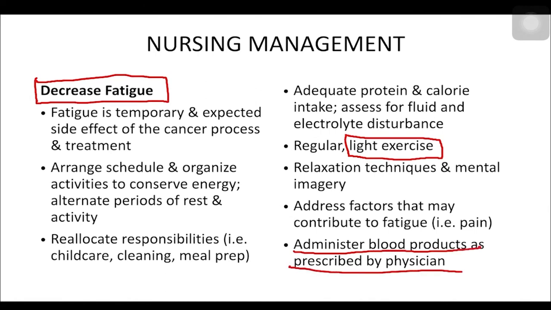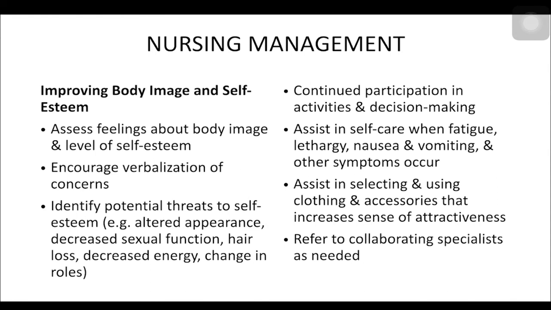Okay, next one would be body image and self-esteem, same as with the hair loss or alopecia. Assess the feeling about body image and level of self-esteem. Encourage verbalization of concerns. Identify potential threats to self-esteem: altered appearance, decreased sexual function, hair loss, decreased energy, and change in roles. Encourage continued participation in activities and decision-making. Assist in self-care when fatigue, lethargy, nausea, vomiting, and other symptoms occur. This is more about improving body image and self-perception.